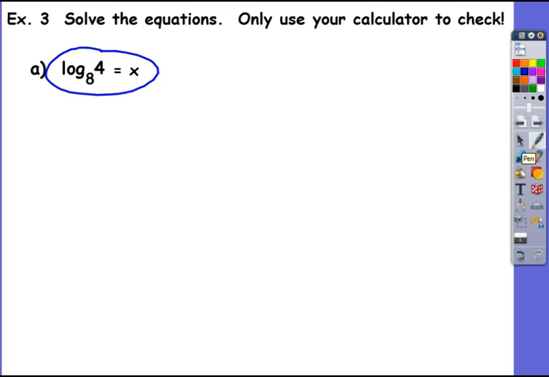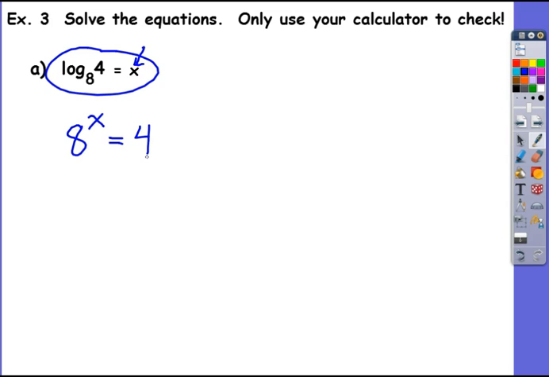So if I see log base 8 of 4 equals x, my base is 8. What is a log? A log is an exponent. X is my exponent. So I'm wondering, what's the exponent on 8 that would give me out 4? Well, I might immediately be thinking this should be something smaller than 1, because 8 to the first power is 8. So I might be thinking, well, my answer should be smaller than 1.